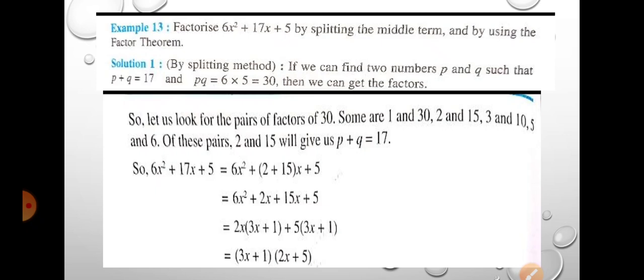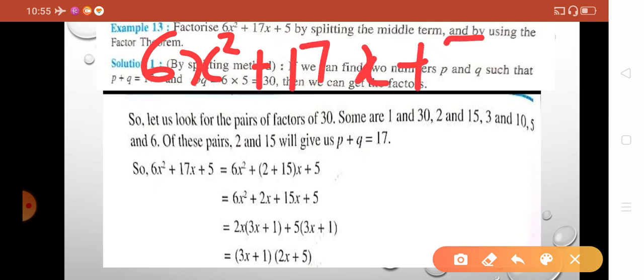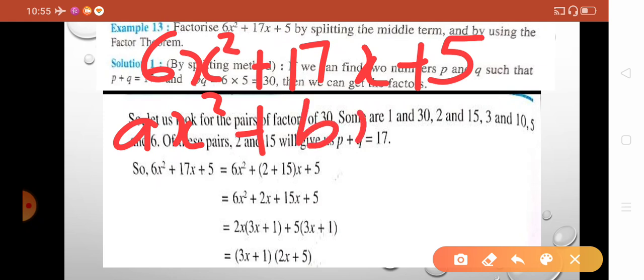So you have to use both the methods, by splitting the middle term method and by using the factor theorem. Both the methods you have to use. We have studied splitting the middle term in our 8th class also. Let us recall, we have given 6x square plus 17x plus 5. First thing, you have to compare it with ax square plus bx plus c.